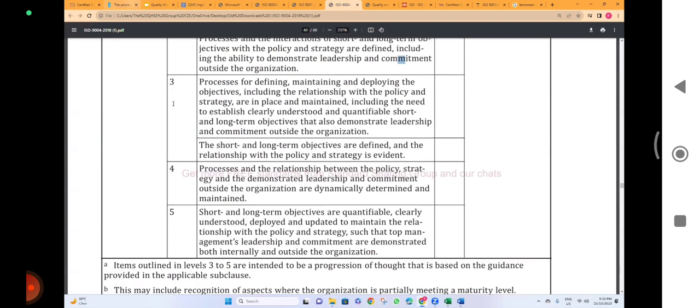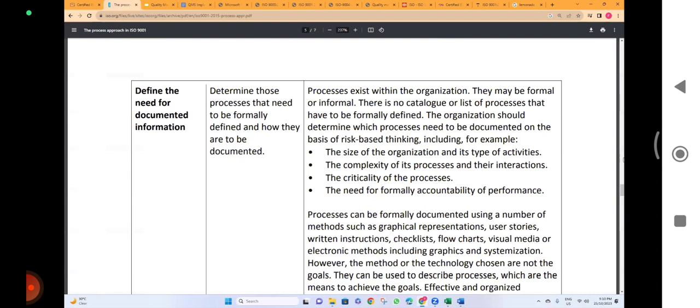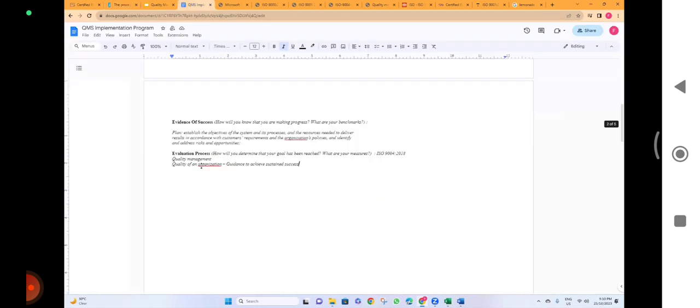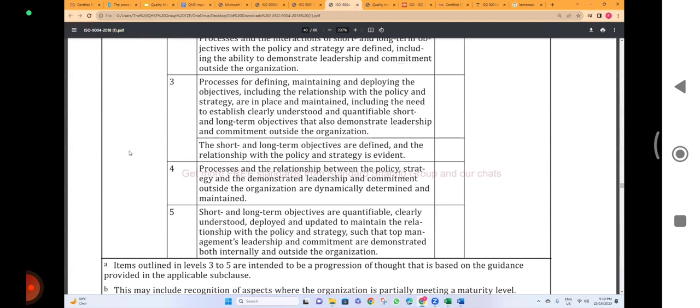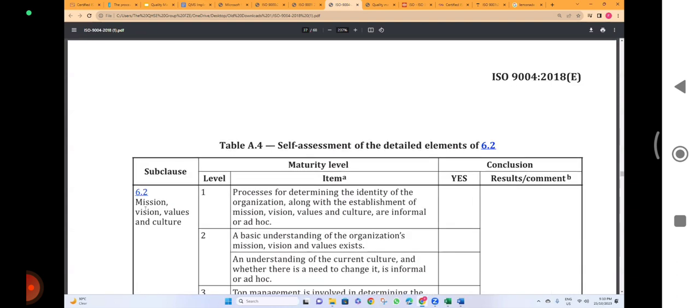For step number 1, which is this one, we said determining the needs and expectations of interested parties. No problem at all. You can see here external and internal issues.